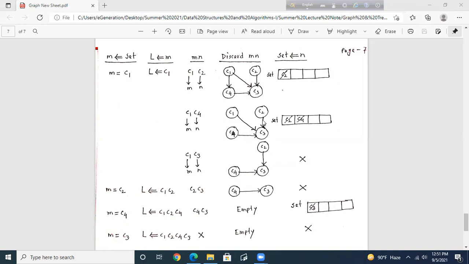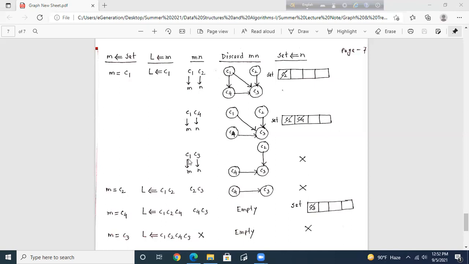Now this is my graph. Again, you have to check whether you can write C4 inside the set or not. Since C4 is N, you can write C4 inside the set, because there is no incoming edge towards C4. You can see nobody is coming towards C4, then I can put C4 in.